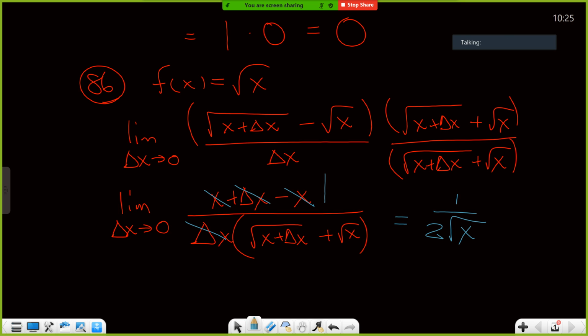Mr. Rudy, the answer key for 86 says 1 over 2 root 2. Then that's a typo, because it shouldn't be 1 over 2 root 2. Okay. I'm sure this is correct. So I'll have to go and change that key.